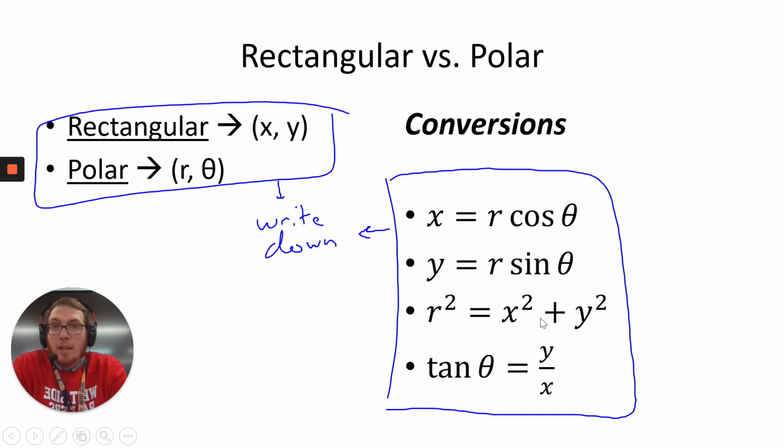The next one is just the Pythagorean theorem. When we drew our triangles out, x squared plus y squared equals r squared. And tangent of theta would be the opposite over the adjacent. That's all that's saying. So these four things we've done before. It's just now we're consolidating them all in one spot.